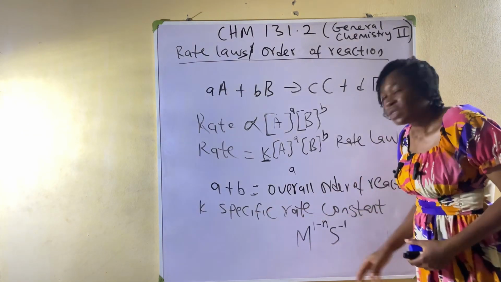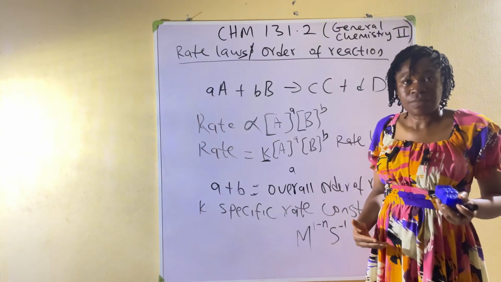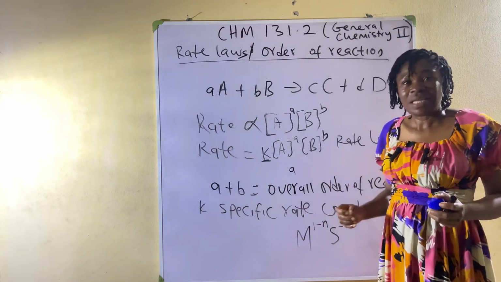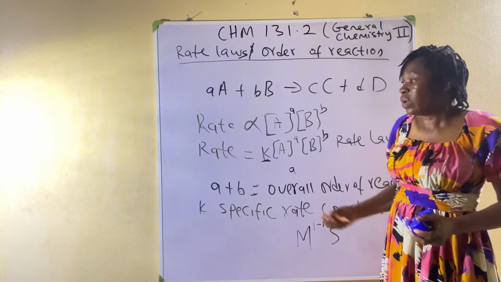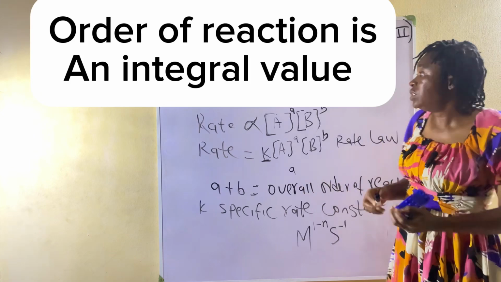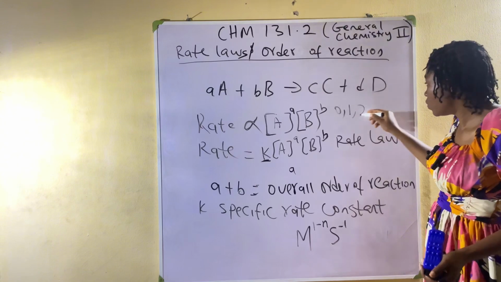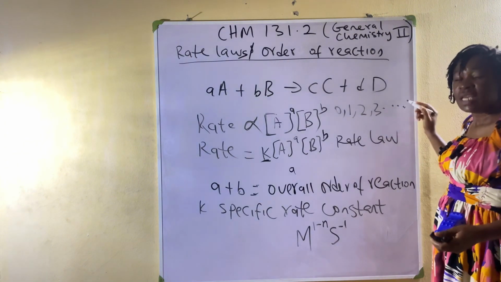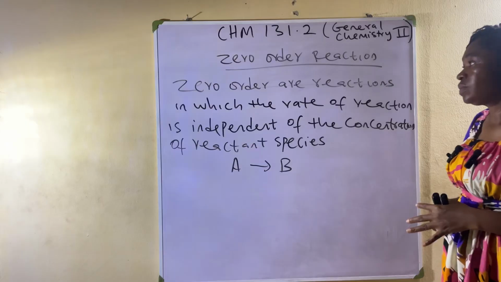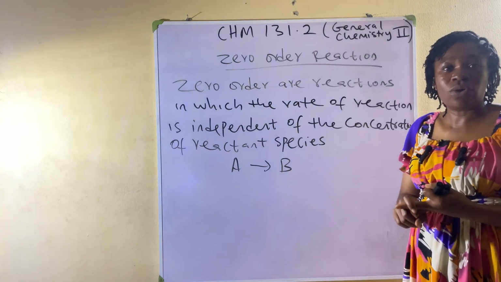The rate constant is constant at a particular temperature and changes when the temperature changes. That's why I normally quote the rate constant alongside the temperature. I want to say that order of reaction is usually an integral value, a whole number: zero order, first order, second order, third order, and so forth. It can also be a fraction. It can also be negative. In this lesson we're looking at zero, first and second orders of reaction.